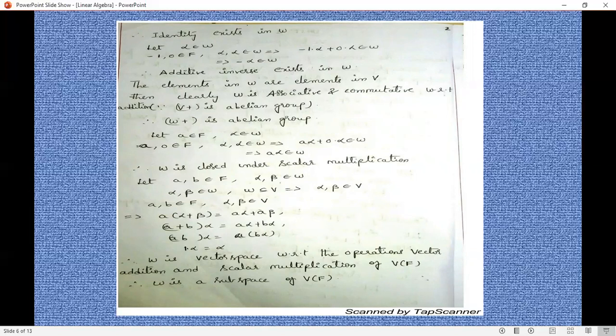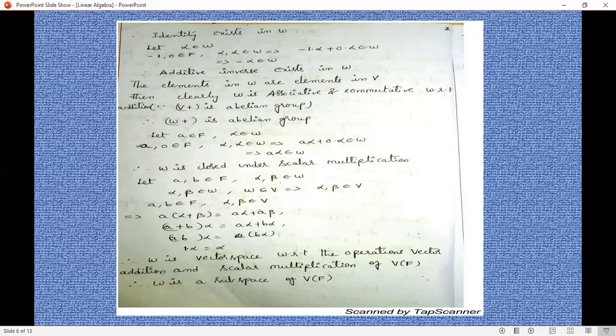Now we are applying the above condition, a alpha plus b beta belongs to W. In case of a, we are using a, and in case of b, we are using 0. So a alpha plus 0 alpha belongs to W implies a alpha belongs to W. Therefore, W is closed under scalar multiplication.